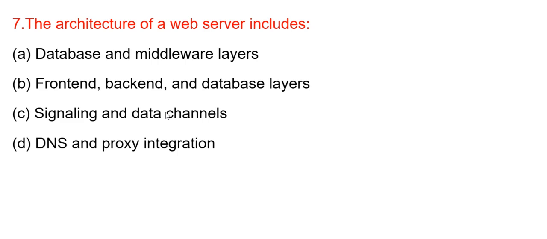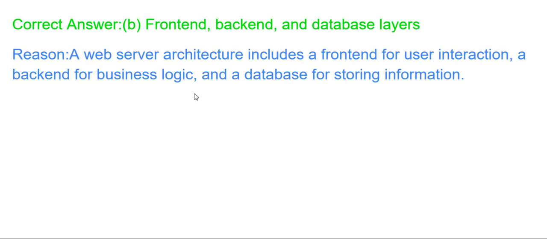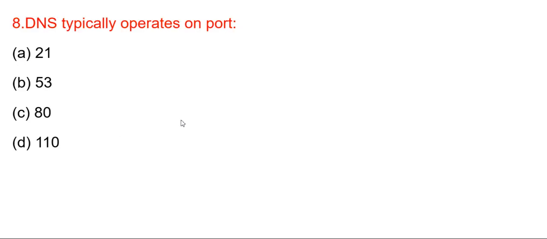Seventh question. The architecture of a web server includes A. Database and middleware layers, B. Front-end, back-end and database layers, C. Signaling and data channels, D. DNS and proxy integration. Pause the video and try the answer. And the correct answer is B, front-end, back-end and database layers. Reason: a web server architecture includes a front-end for user interaction, a back-end for the business logic and a database for storing information.